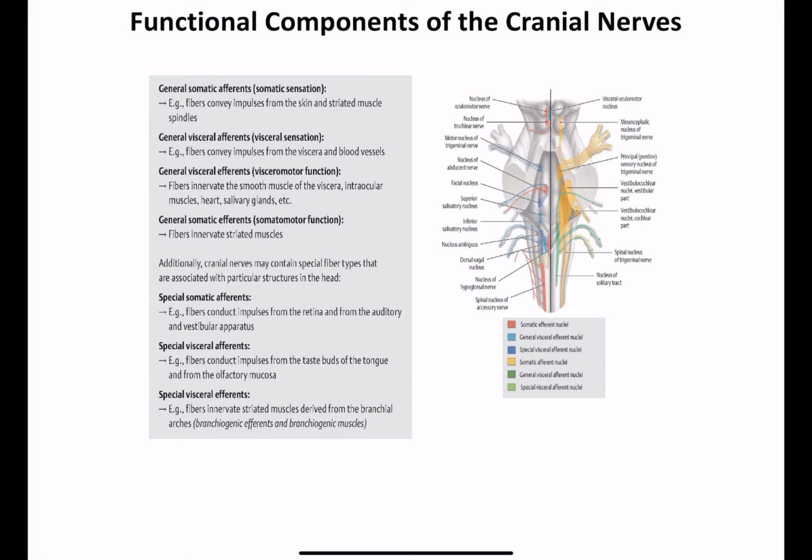Another one is general somatic efferents, right? Somatomotor function. It innervates the striated muscles. In this one, you can think about which ones, like from the spinal cord. The alpha motor neurons, remember, right? The alpha motor neuron goes to the extrafusal fibers and creates the contraction for you. So those are going to be in this column. And then we have these special fiber types, right? Special somatic afferents and then special visceral efferents specifically.